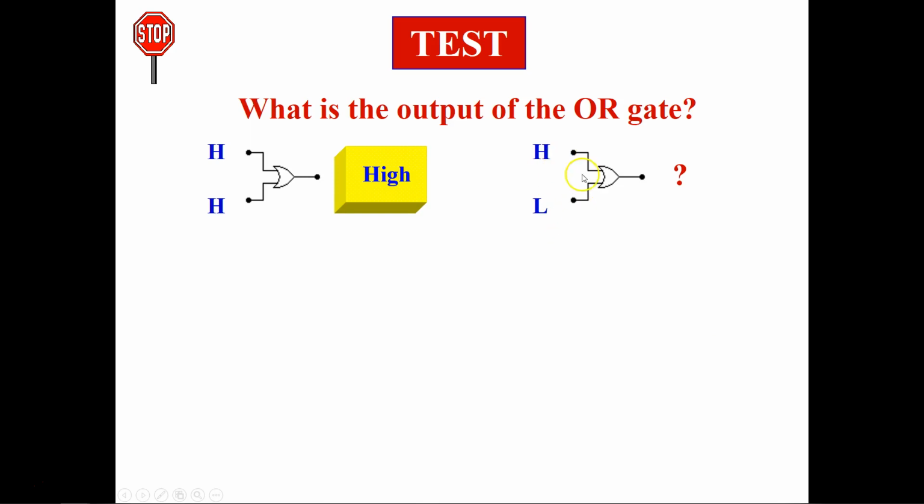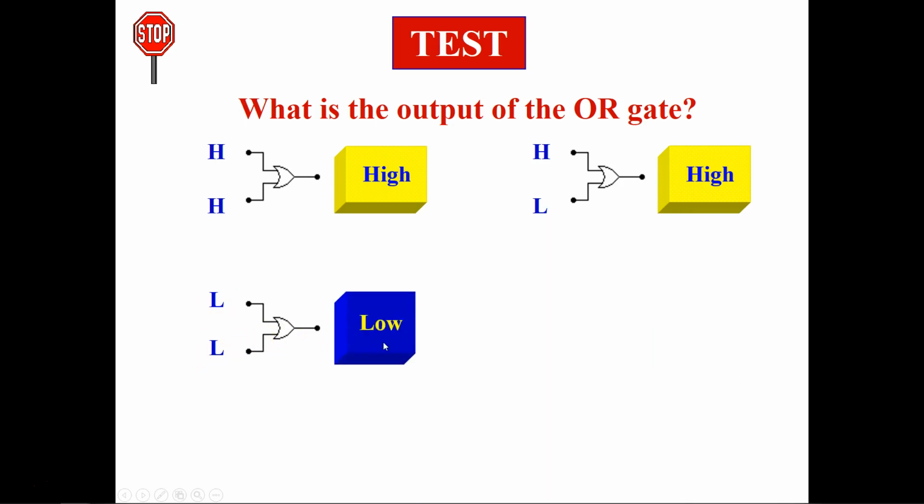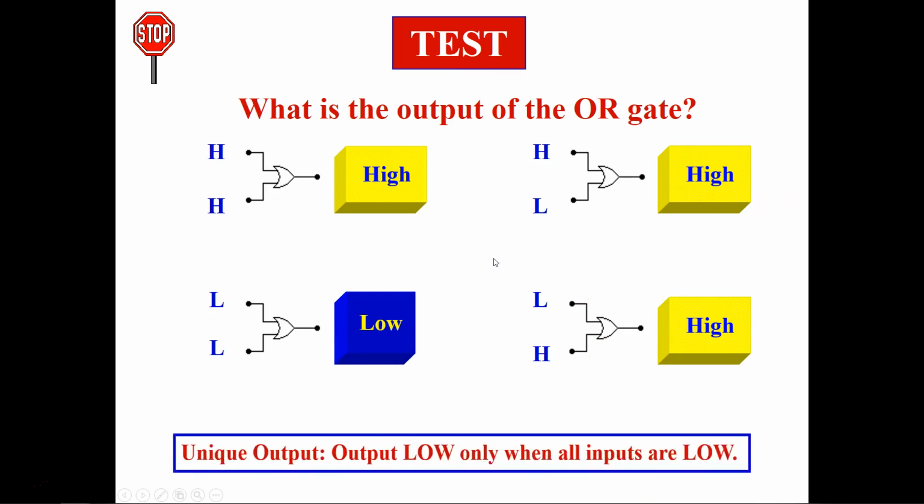High and low, again, these two inputs will be added. High is 1, low is 0, so it's going to give 1, which means high. And then low and low, which means 0 0, so addition of 0 0 is 0, which means low. And if low and high, then it will give high. So this is actually your truth table, and it says the output will be low only when all the inputs are low, which is true for the OR gate.